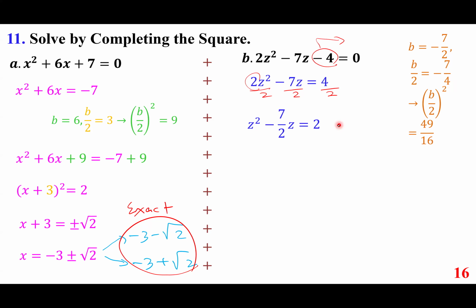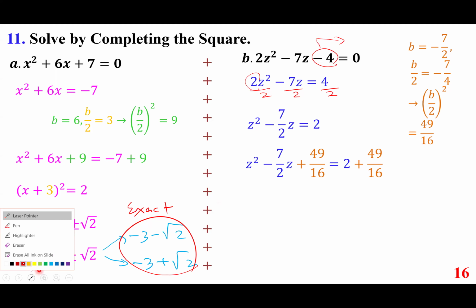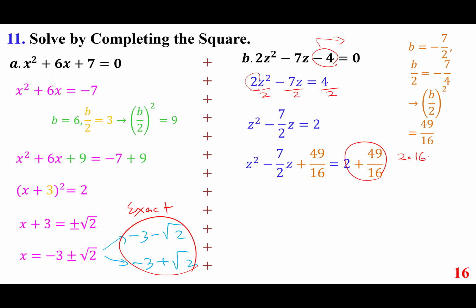Add this number to both sides. Again, I want to talk about the left side. You write the variable, in this case z, and b over 2. B over 2 is -7/4. So z - 7/4 quantity squared. The right side, you're adding two numbers. 2 times 16 plus 49/16. 32 and 49 is 81.